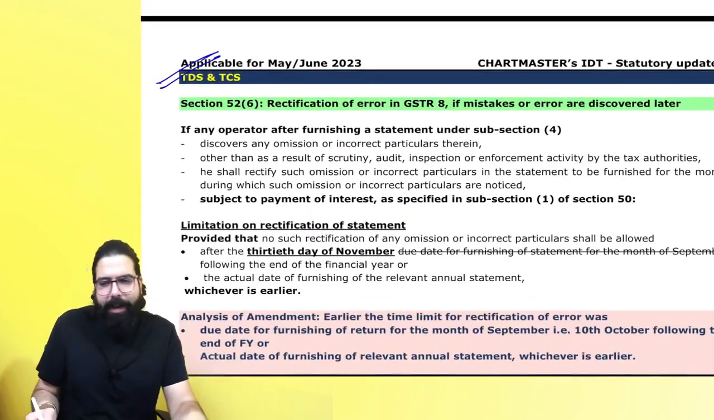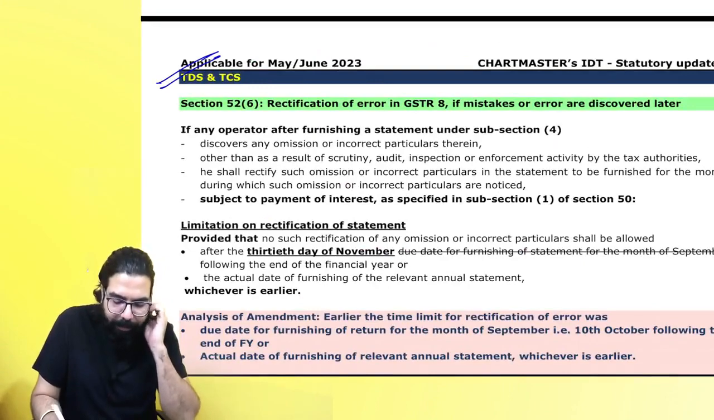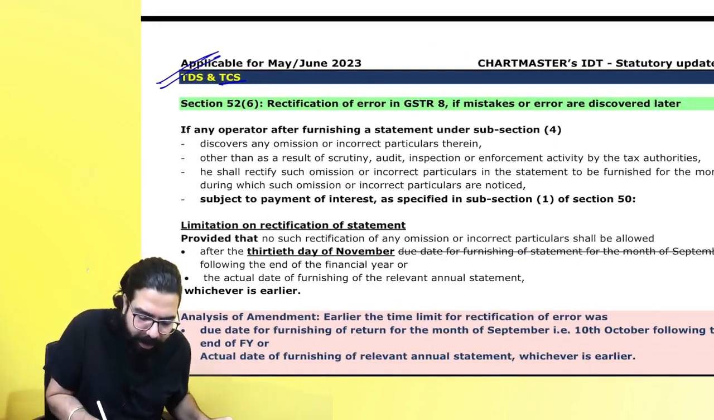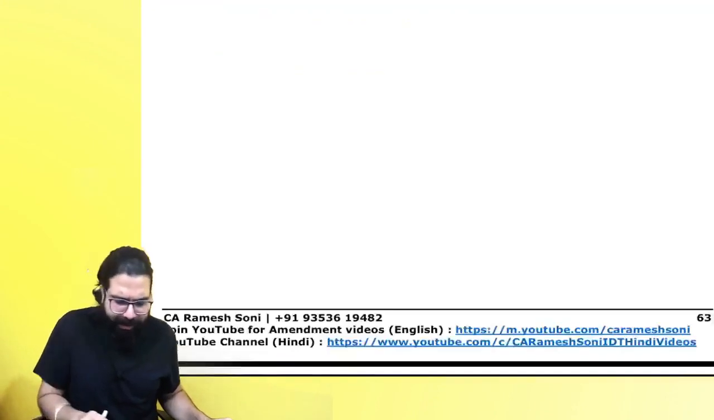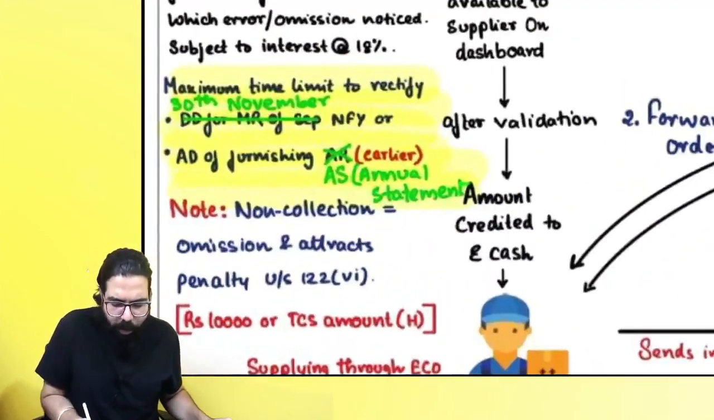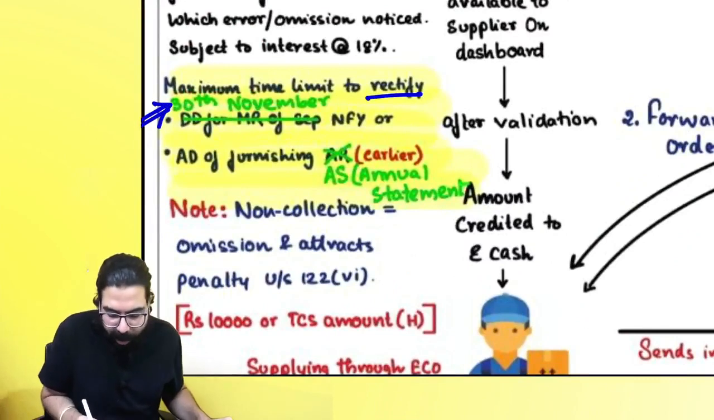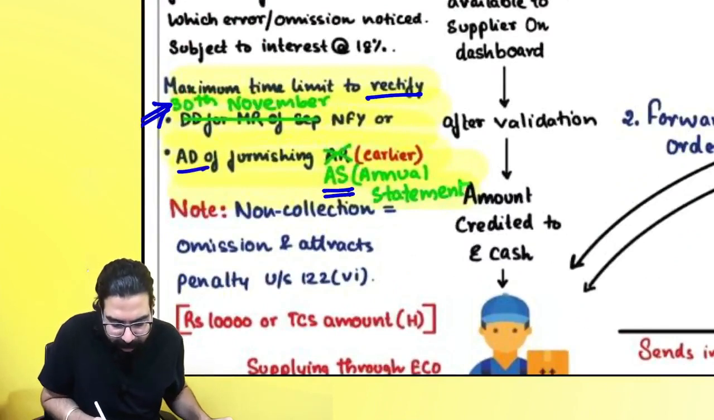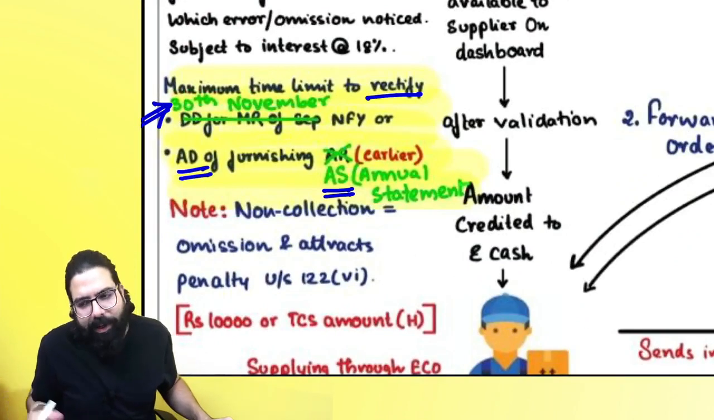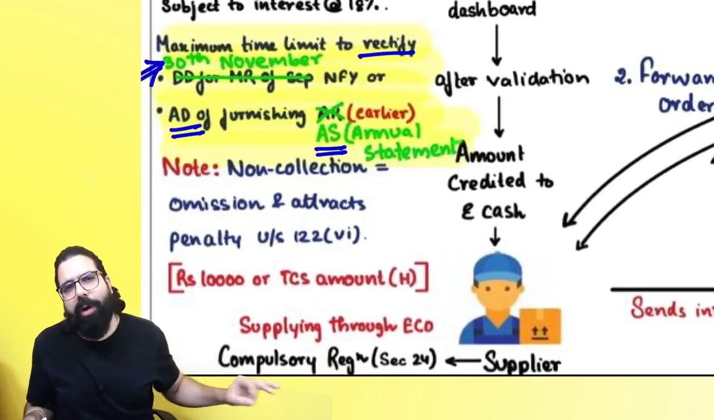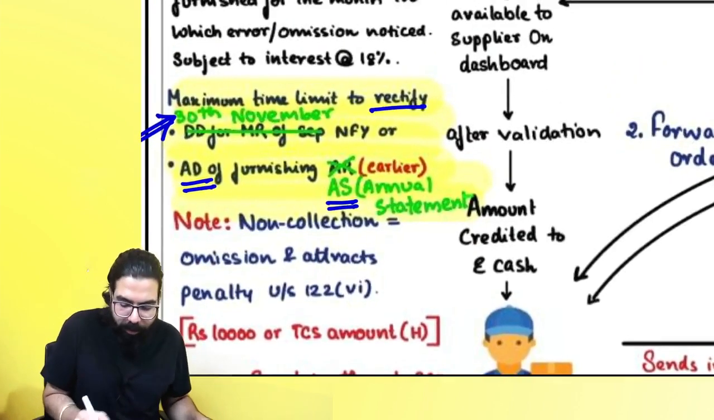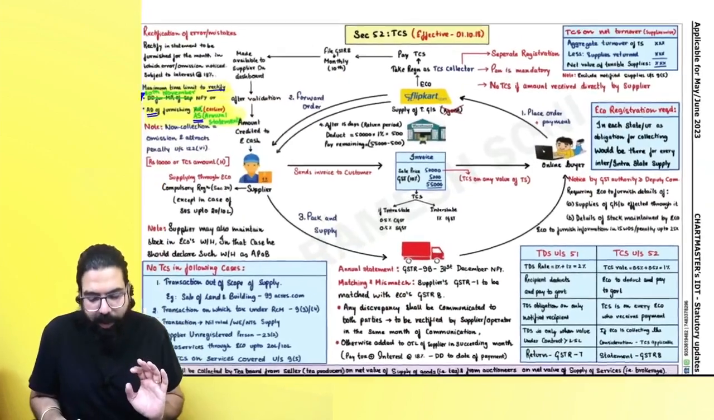In the TCS chapter there was a small amendment. Sir, what was the amendment in the chapter of TCS? The maximum time limit to rectify any error or omission was made as 30th November or the actual date of filing of the annual statement, whichever is earlier. So here there was a rectification in your TCS chart.